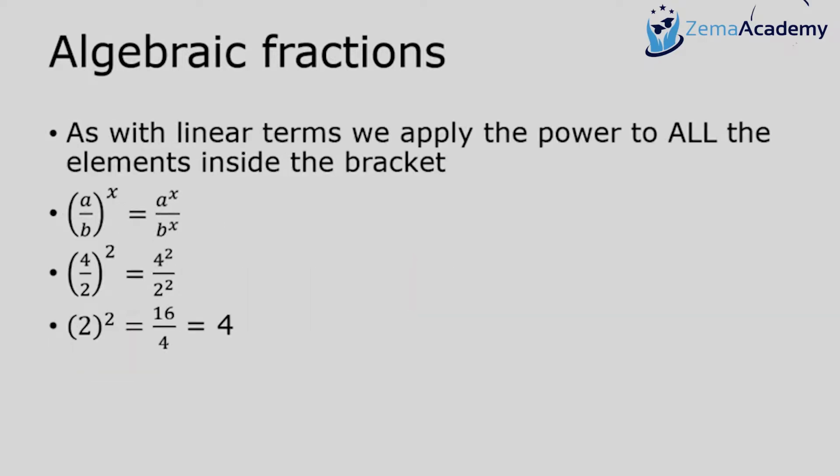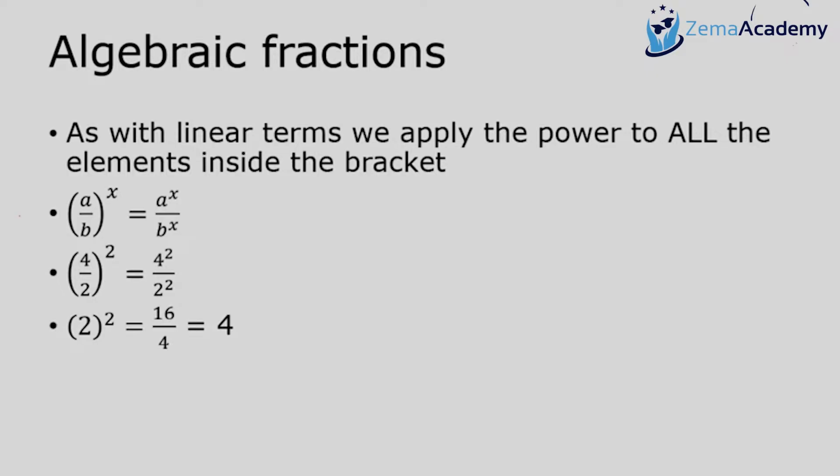There is something else I wanted to remind you of for the fractions that I haven't gone over yet, and that's this. As with the linear terms, when we've looked at applying a power to things inside brackets, we said that we have to apply a power to all of the elements inside the bracket. So if we had AB inside brackets squared on the outside of the brackets, that's the same as A squared, B squared. We have to square everything inside the bracket to get rid of the brackets. The same is true for fractions.